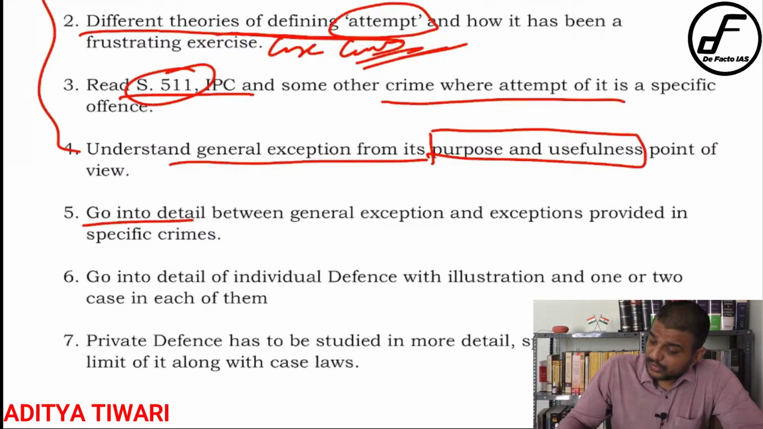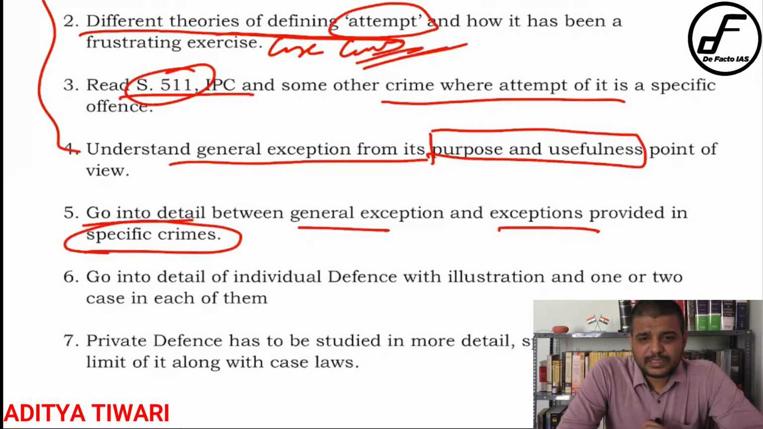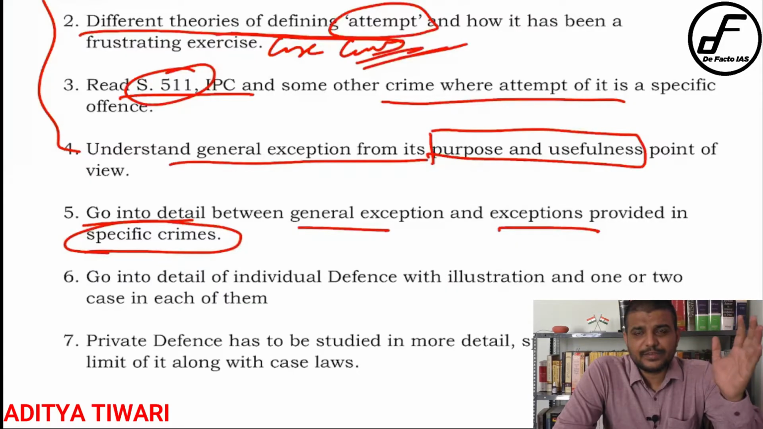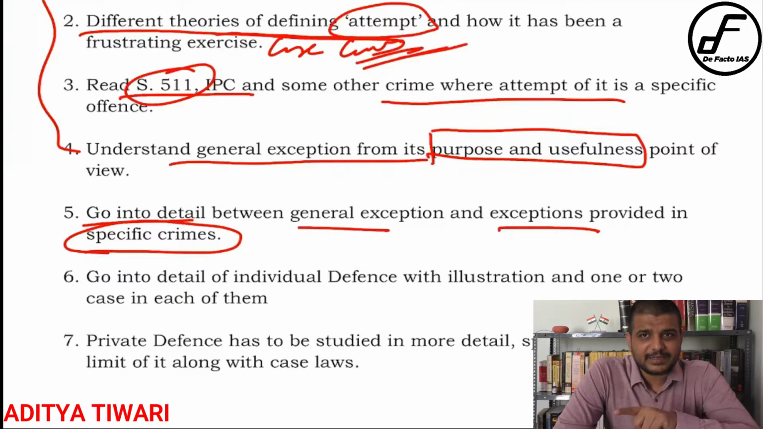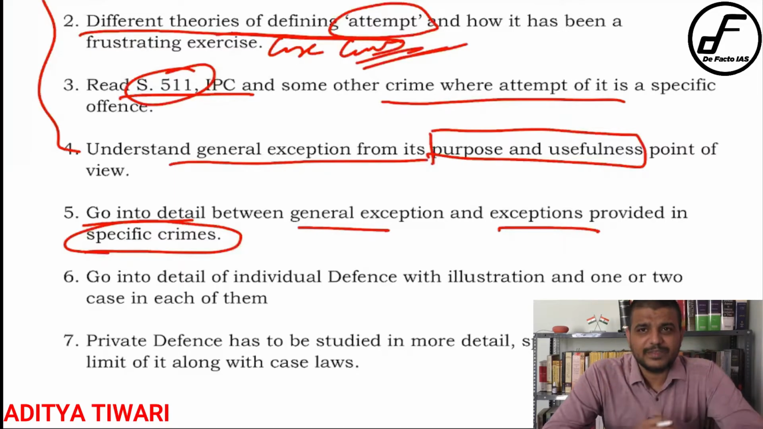And then you will go into detail of general exceptions one by one, and also you will try to understand what is the difference between the general exceptions provided here and exceptions sometimes provided in a specific crime, like in the case of 300 and 299 there are exceptions. If this is covered, it will not become murder, it will become culpable homicide. So what is the difference between that exception and the exception that is provided generally? You have to understand the correlation between them.